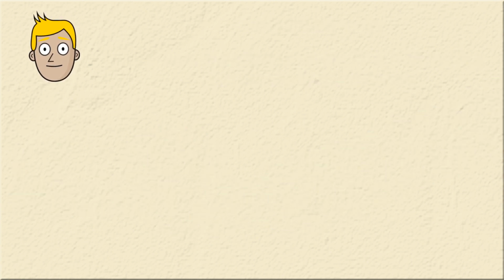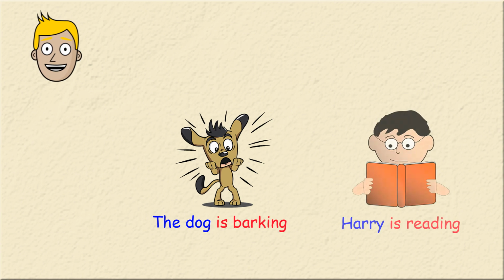In the next example, the nouns will be written in blue and the verbs will be written in red. The dog is barking. Harry is reading. Notice how the verbs end with an ing? We can use that as a hint when trying to identify them.